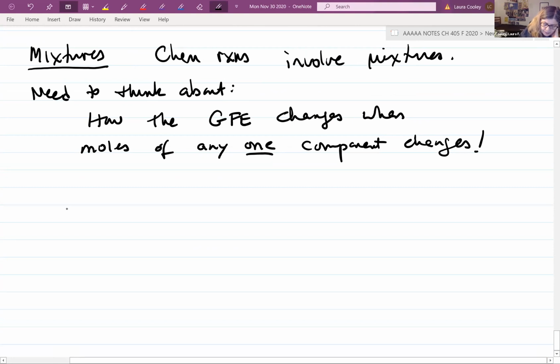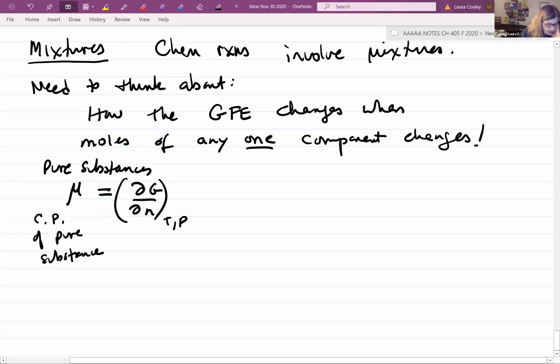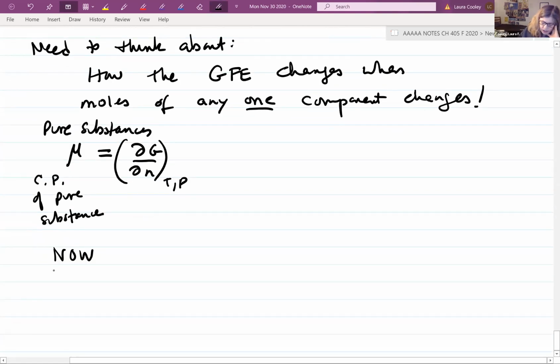we had, this is what we had for pure substances, that mu is dG dn, the derivative, the change in the Gibbs free energy, sorry, with respect to moles when temperature and pressure are constant. And so this is for a pure substance. So this is a chemical potential of a pure substance. And it's the same as the molar Gibbs free energy. But now we're going to change our definition.